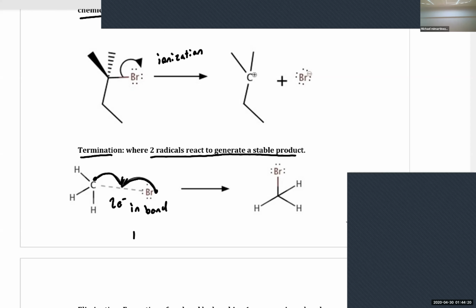So other examples of this: if you have a hydrogen radical and a halogen, they can also terminate using one electron each to generate a bond that has two electrons. So these are some common steps that are often replicated and repeated a lot in reaction mechanisms.